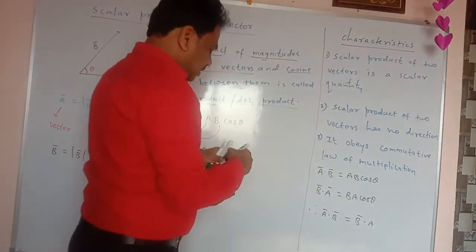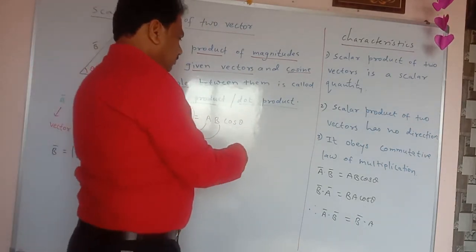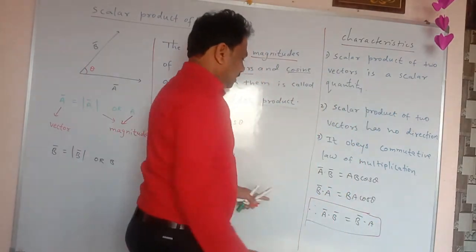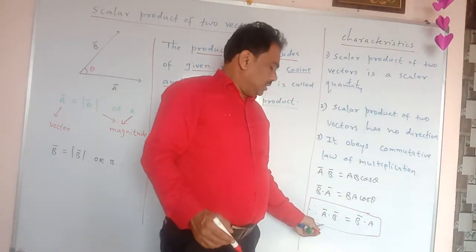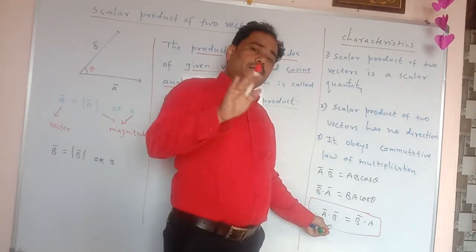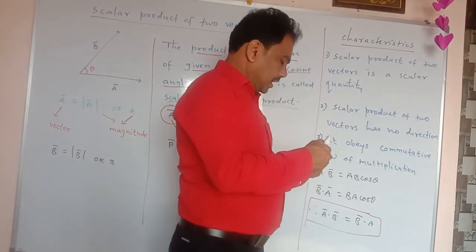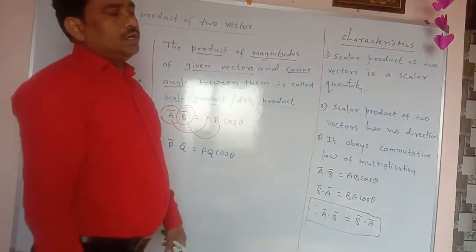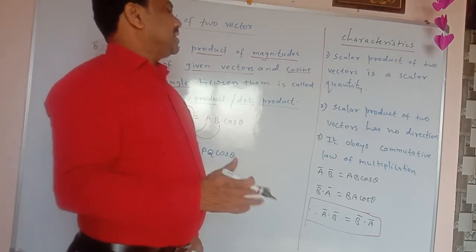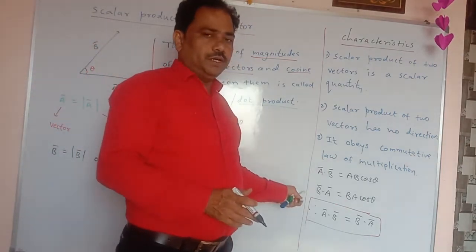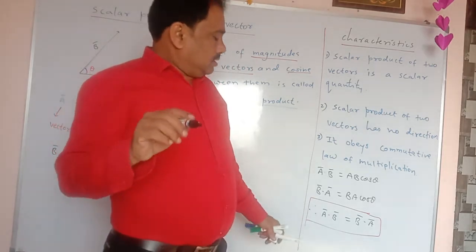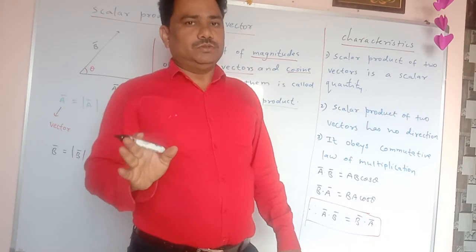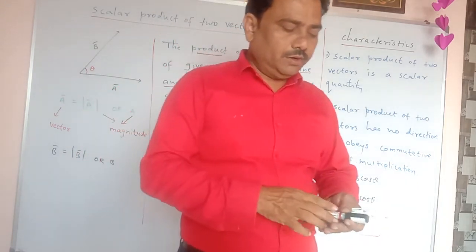So this is nothing but the commutative law of multiplication. It means that if you write vector A dot vector B, it can be written as vector B dot vector A. So this dot product, or scalar product, obeys the commutative law of multiplication. If vector A dot vector B is there, we can write vector B dot vector A also.